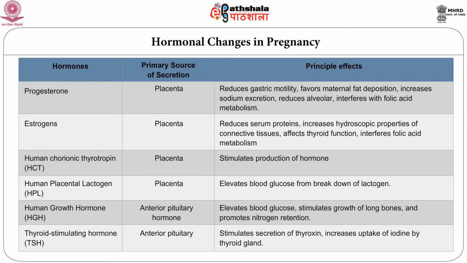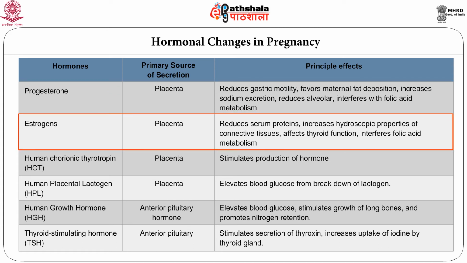Let us now detail each hormone that undergoes changes. So what are the hormonal effects on nutrient metabolism in pregnancy? Under hormones, the first one is progesterone. The primary source of secretion is placenta, and the principal effects are: it reduces gastric motility, favors maternal fat deposition, increases sodium excretion, reduces alveolar, interferes with folic acid metabolism.